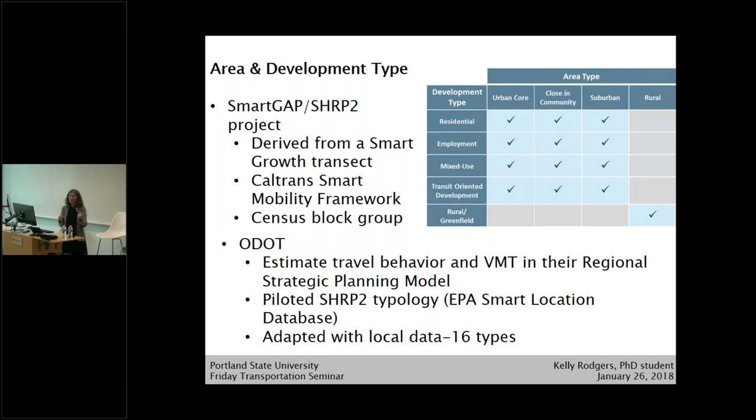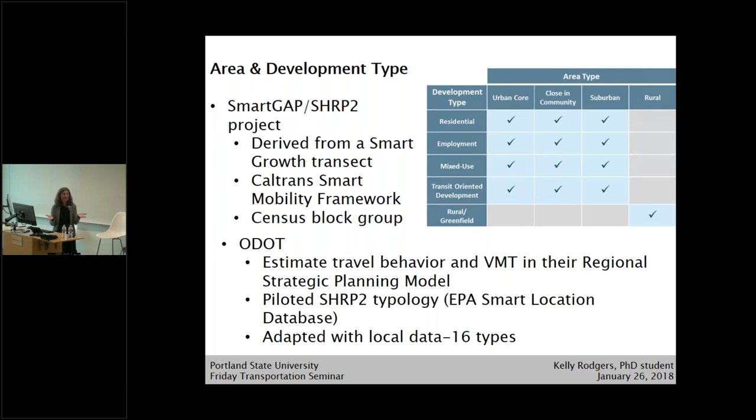So locally, the Oregon Department of Transportation has created their own place typology, and they actually piloted the Sharp 2 approach in Oregon to try to classify every part of the state into place types. And then they ended up adapting it with some local data because the national level data wasn't fitting perfectly. So they have a very similar construct, only it was expanded. The mixed use, I think, had a high density and low density version of mixed use, if I'm remembering correctly.